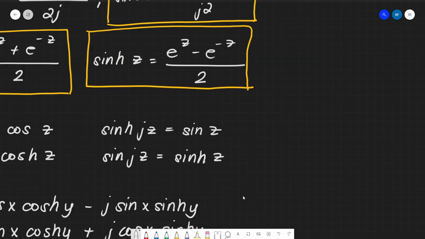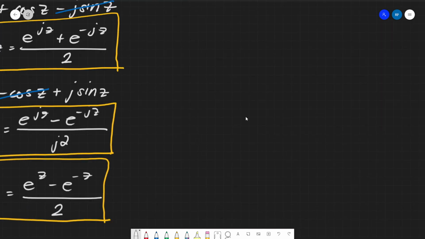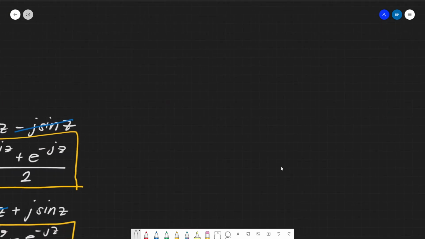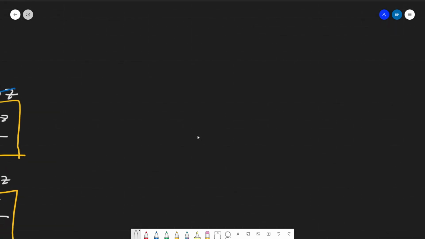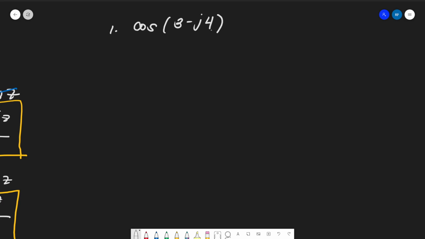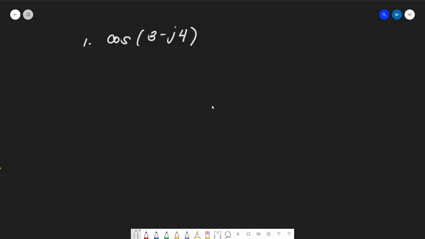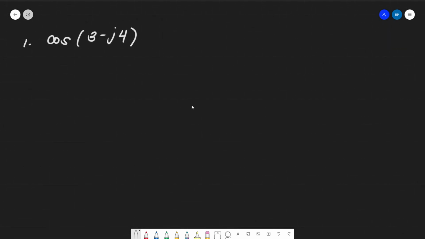numbers. So, example tayo, of course. Paano ba mag-solve ng trigonometric and hyperbolic functions involving complex numbers? So, number 1, ang tinatanong sa atin dito, what is the value or equivalent of cosine ng 3 minus j4? Ito yung pinapahanap sa atin. What is the cosine of 3 minus j4?